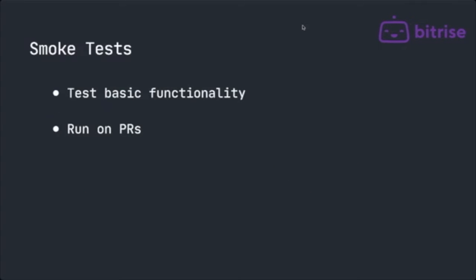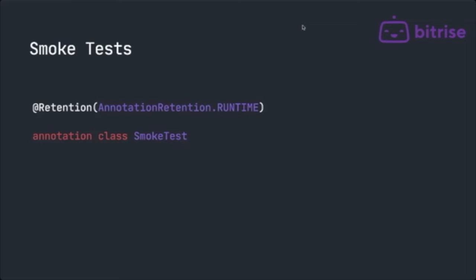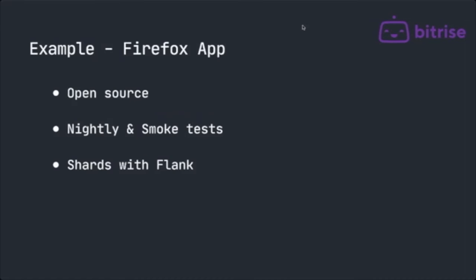Something else you could do is run tests as part of your PR, which are called smoke tests. They basically test basic functionality and are not complex. They're simple to run, and in your test suite you could differentiate smoke tests by using an annotation. That's a good pattern to follow, and set it up so that it picks up all those tests to run.